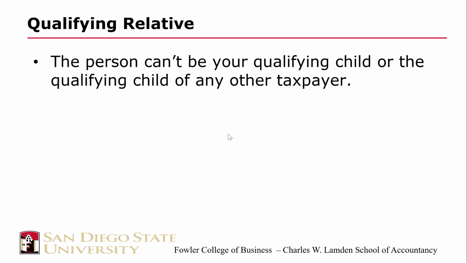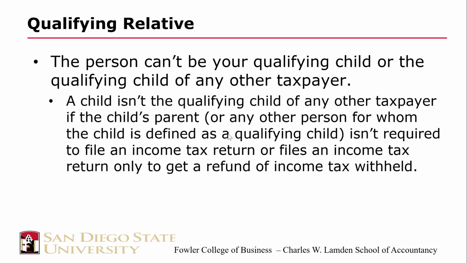The next type of dependent is a qualifying relative. And remember, I said we apply the qualifying child first. Why? Because the first rule of qualifying relative is the person can't be a qualifying child or the qualifying child of any other taxpayer. Because if they're a qualifying child, there's a whole set of rules about who gets to choose if two people can claim that person. So if they're a qualifying child, boom, you're swept into those rules. You're never going to make it to qualifying relative. Okay, so let's get past that hurdle.